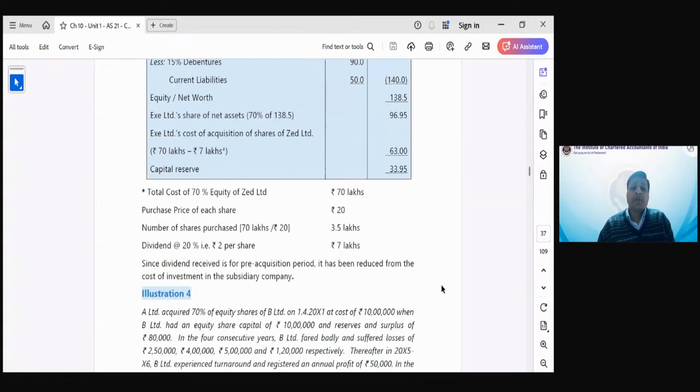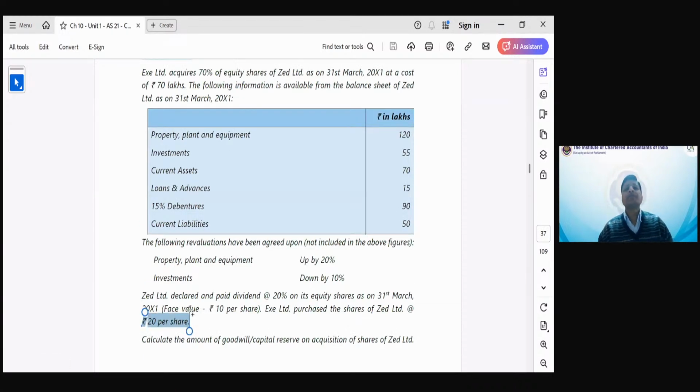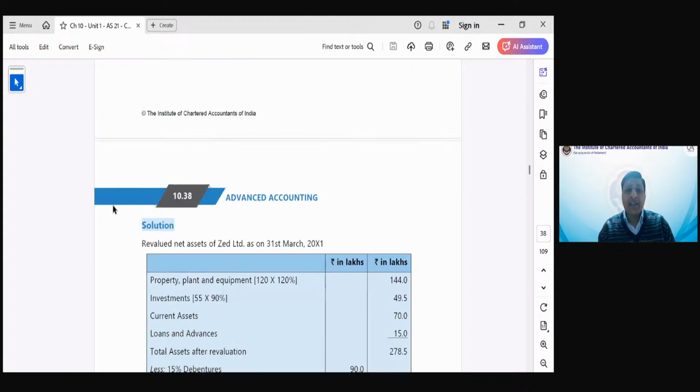Okay. Now, the total cost which has been paid for acquiring 70% shares is 70 lakhs. So this is the total amount which has been paid. Whatever number of shares X Limited has acquired, an amount of 70 lakhs has been paid against that. Correct? Now, for each share, rupees 20 has been paid. So we understand the total amount paid and the amount paid against one share. So can we not calculate the total number of shares using this information? Can we calculate that or not?